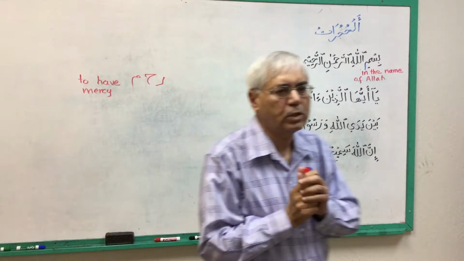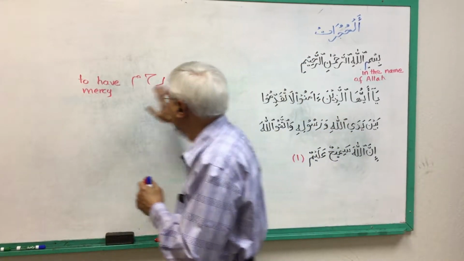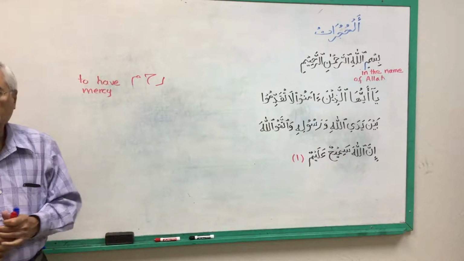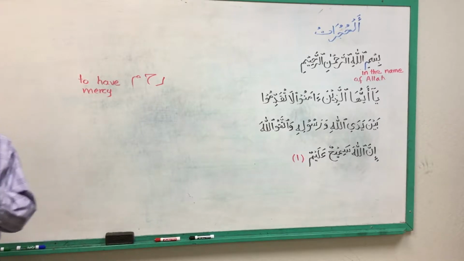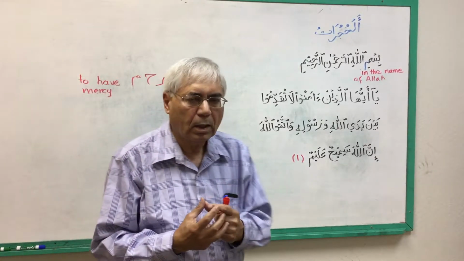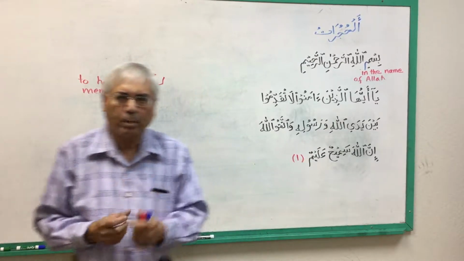So now we will use these three letters, and we'll create the next two words which have the same root letters. Both have the concept of mercy, Ar-Rahman and Ar-Rahim. But what's the difference in the meanings and the formation?